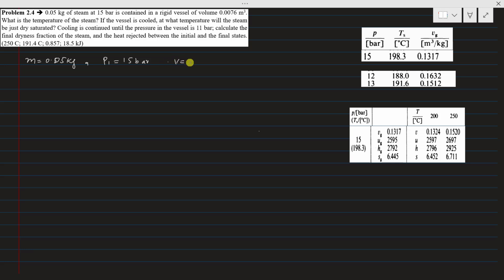The volume of the rigid vessel is 0.0076 meter cube. We need to calculate the temperature of the steam at the initial state, that is T1. Then, if the vessel is cooled, at what temperature will the steam be just dry saturated? So T saturated needs to be calculated at this pressure of 15 bar from the saturated steam table. And then cooling is continued until the pressure in the vessel drops to 11 bar, P2 is 11 bar, and the steam has then reached the wet region, means the steam is in wet condition.